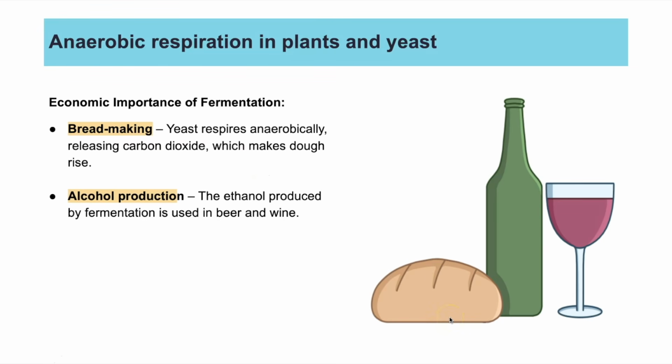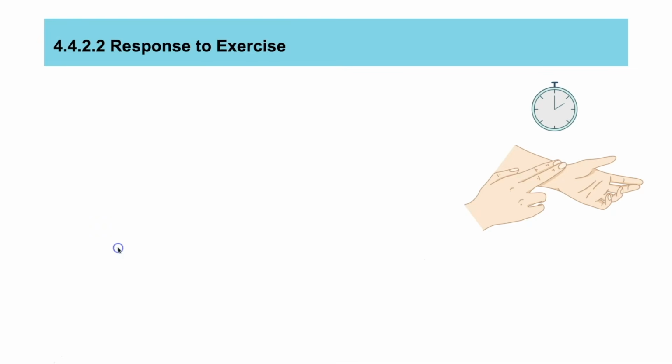So this here actually just goes through that in a little bit more detail. So the bread making, the yeast respires anaerobically, that releases the carbon dioxide and makes the dough rise, which is a better word than saying bread expand. The dough is rising. And alcohol production, we've got the ethanol produced by that fermentation process, and that's used to make beer and wine, the alcoholic drinks.